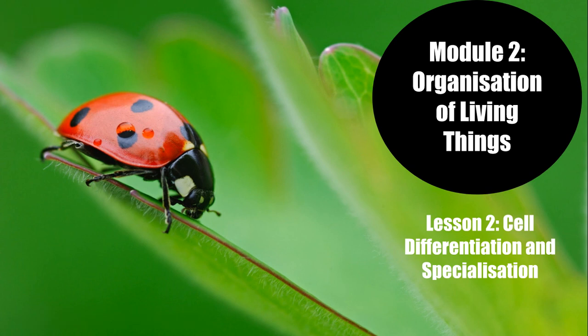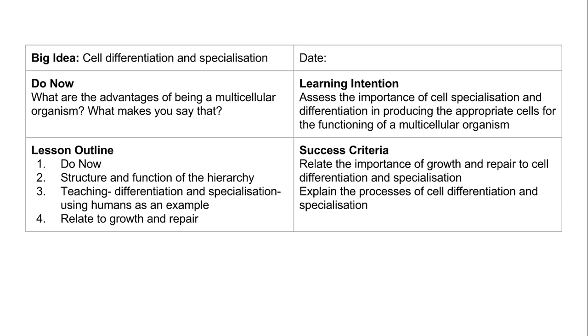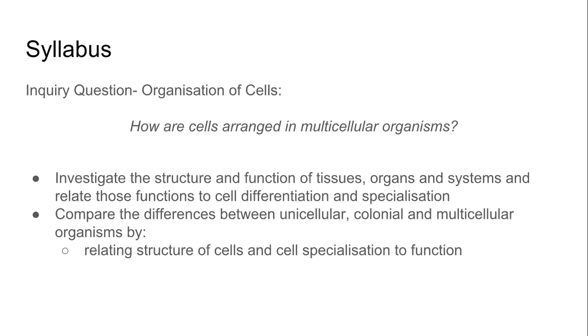Welcome to lesson 2 of module 2, Organization of Living Things. In this video, we're going to be looking at how multicellular organisms require specialization and differentiation for them to function appropriately. And again, we're looking at the inquiry question of how cells are arranged in multicellular organisms.